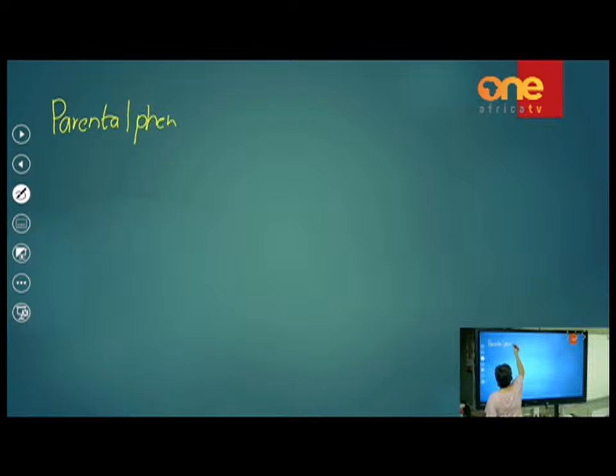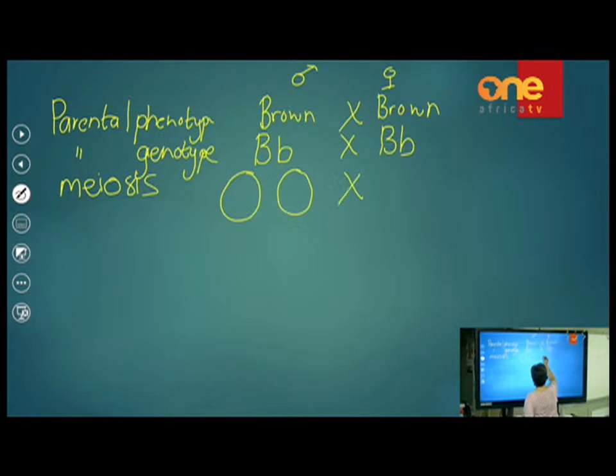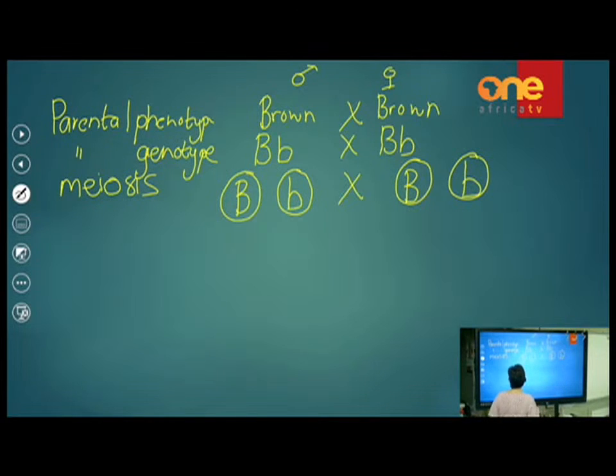Phenotype of the father and the mother was brown crossed with brown. The parental genotype was capital B, small b, crossed with capital B, small b. Now, meiosis will take place, and during meiosis, I will have the formation of the gametes. So that one and that one will form, that one and that one will form.